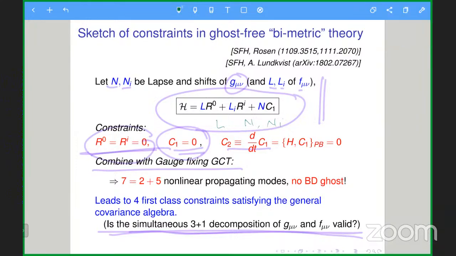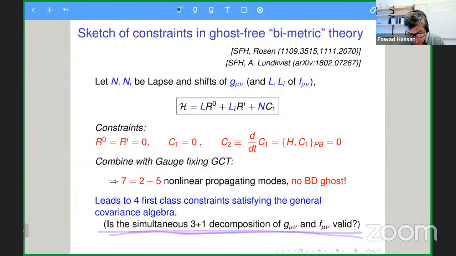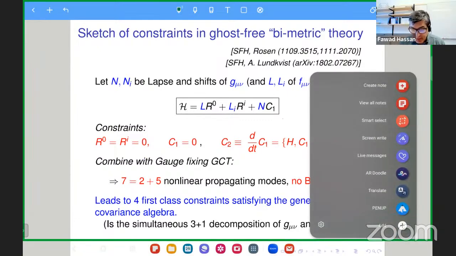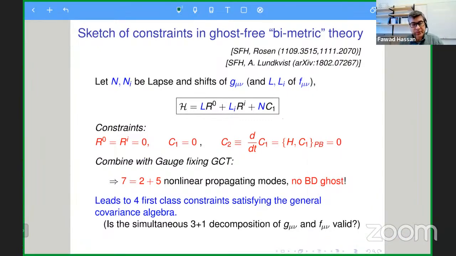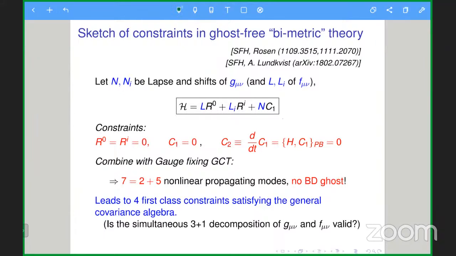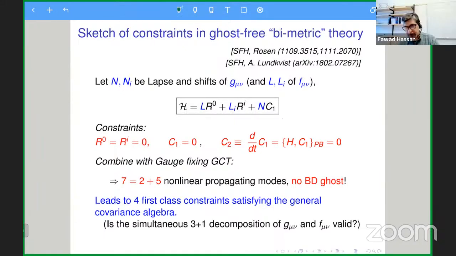My question was that if you're doing the simultaneous 3+1 decomposition and it's the same decomposition, then shouldn't the lapse and shifts be the same for both the metrics? No. The decomposition is not exactly the same, but the idea is that both matrices have the same time direction and they have common spatial hypersurfaces. I will come to that in detail in a short while. I see. Okay. Thank you.